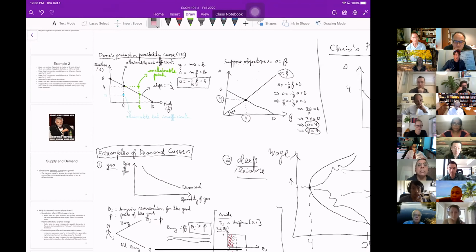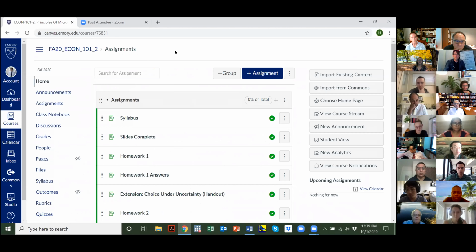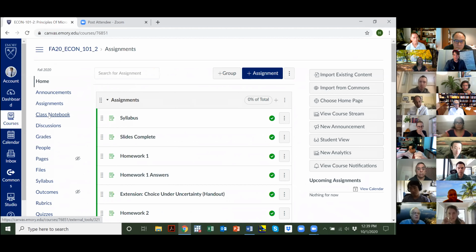this MS OneNote integrates directly with your Canvas. So I'm going to show you something on my screen now. I'm going to move to a screen share, and instead of seeing the workshop program, I'm going to pull up my Canvas site. And on my Canvas site, you can see on the left panel, there's something called Class Notebook. If you don't have it, you can scroll down to Settings, click Settings, and add the Class Notebook.